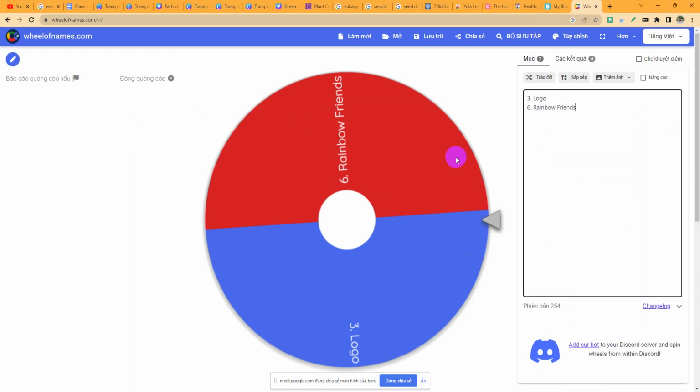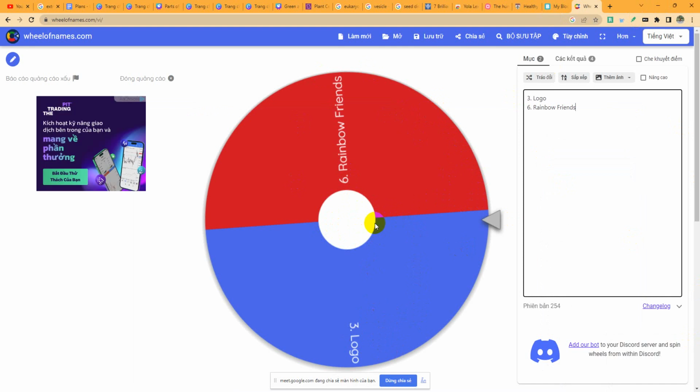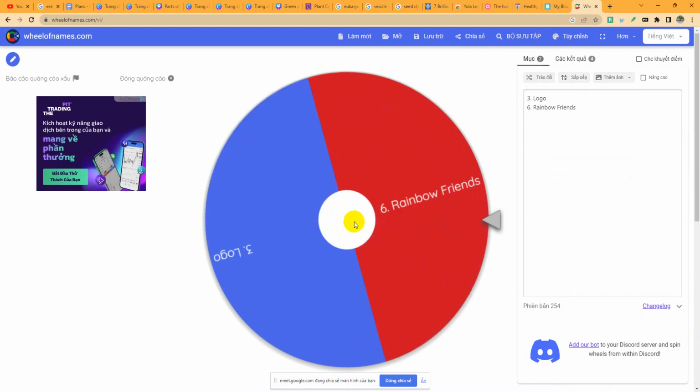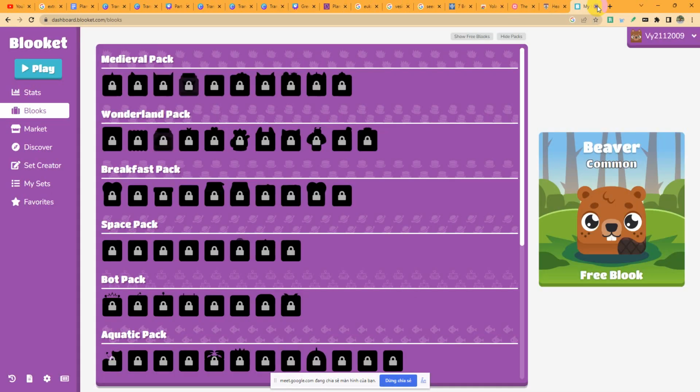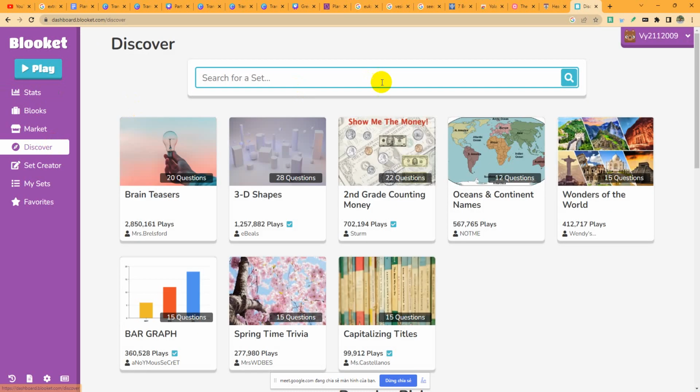Wait a minute. So I think these are the 2 most supported options here. A lot of you guys are in favor of Logo and Rainbow Friends. So yes, it's really competitive. So let's see which decision will be made. I really hope that it's Rainbow Friends, please. Maybe Rainbow Friends I support now. Guys, calm down.